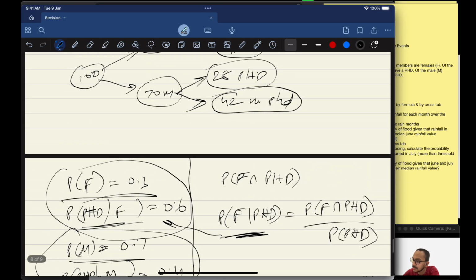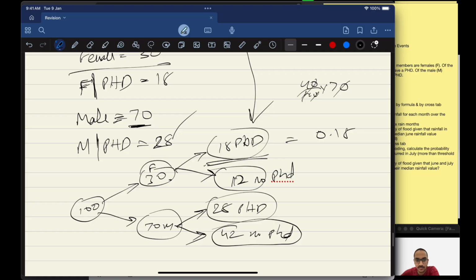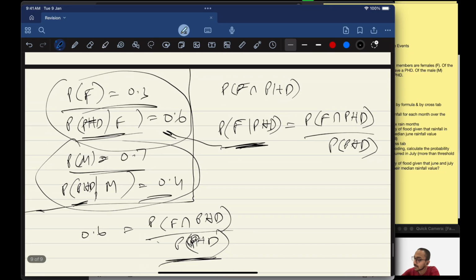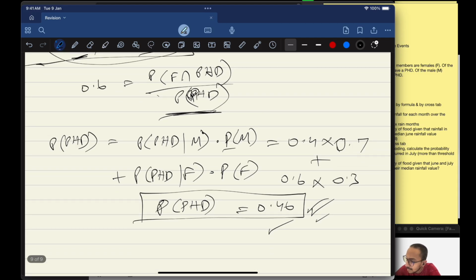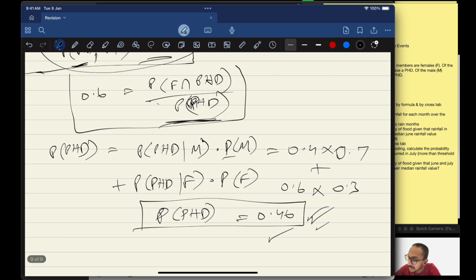Let's validate this using our tree approach. So we have 100 of that, there are 30 female and 70 male, and of the 30 female, 18 are PhD in females and 28 are PhD in males. So if we add up these two, 18 plus 28, that would give us 46. Right? Seems to be correct. Now, all we have to do is substitute this 0.46 over here.